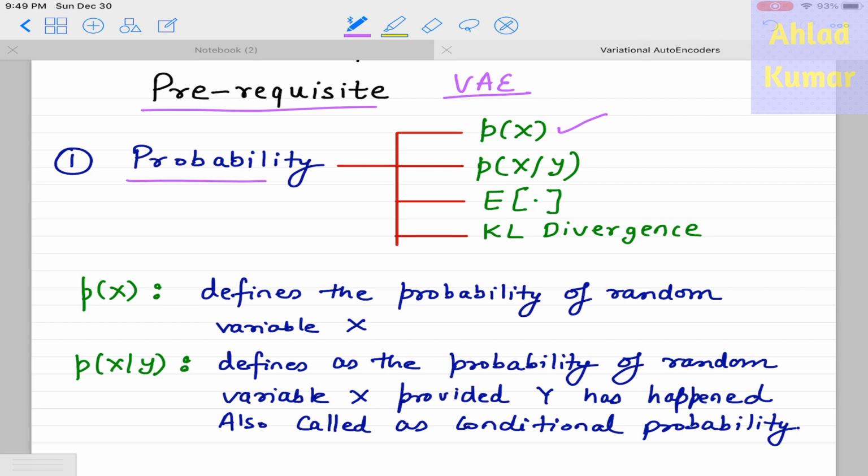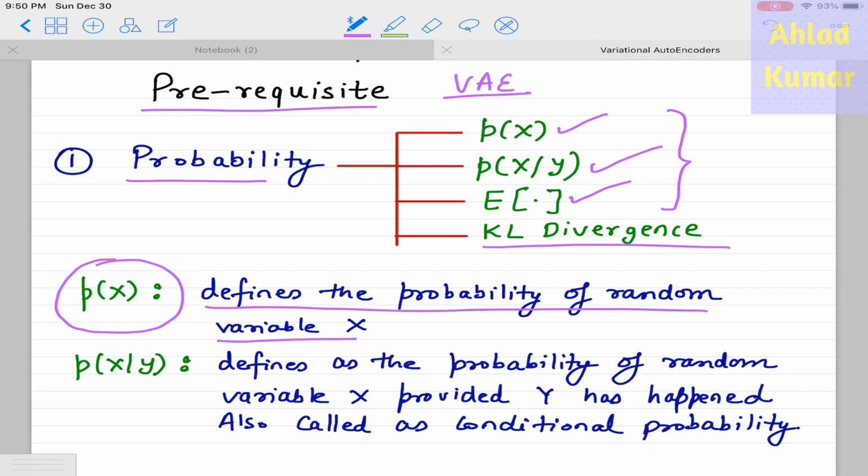Then we will discuss the conditional probability, then the expectation, and then we will understand the KL divergence once we are confident with these three terms. So as discussed, the very first thing is the probability of a random variable x, which we define as p of x, and it is denoted by p of capital X.